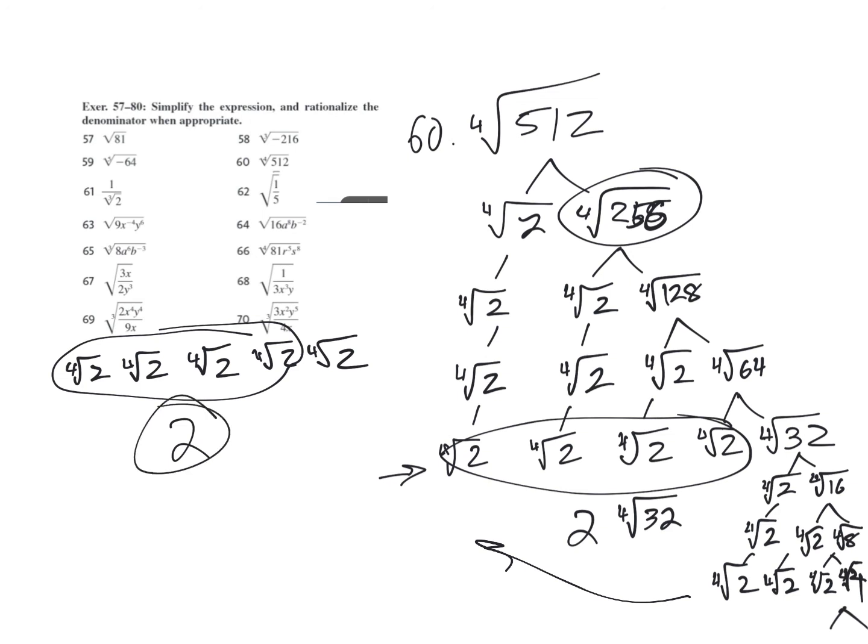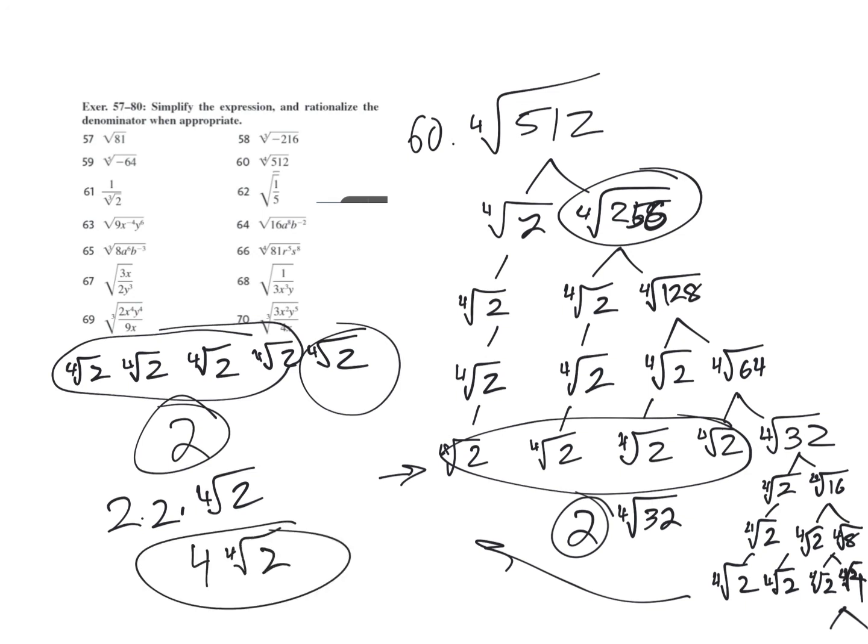So what do we have? We have that 2, we have this 2, and the 4th root of 2. So put it all together. 2 times 2 times the 4th root of 2. So you have 4 and the 4th root of 2. That would be your final answer.